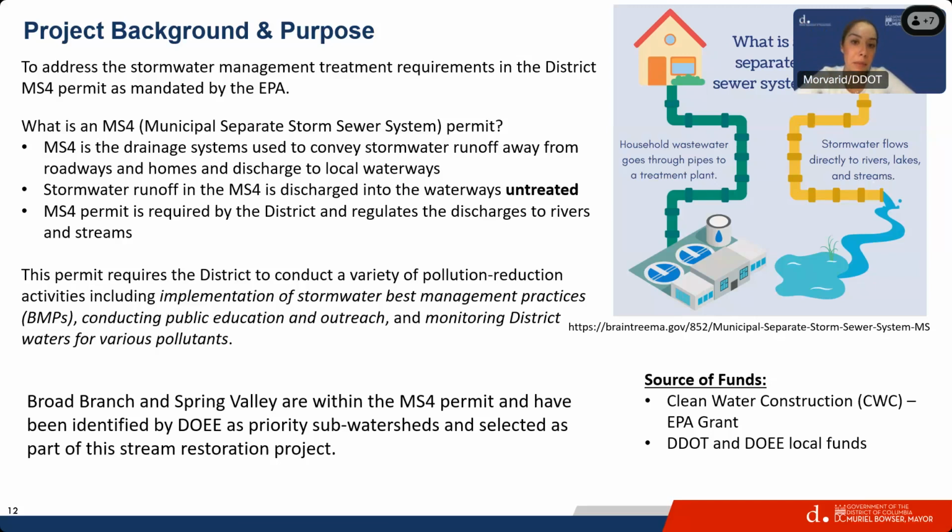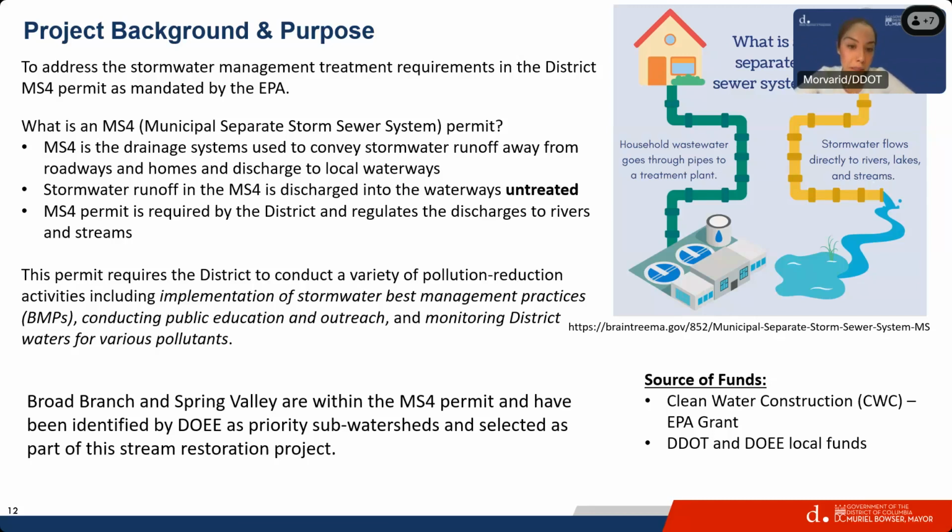So what is an MS4 permit? MS4 is the drainage system used to convey stormwater runoff away from roadways and homes and discharge it to local waterways, as I explained in the picture. Then the EPA, the Environmental Protection Agency, came up with the MS4 permit. The MS4 permit is required by the district to regulate the discharges to the rivers and streams. It basically requires the district to carry out a variety of pollution reduction activities, including proposing stormwater management practices or green infrastructure in the right-of-way and DC-owned lands to reduce the pollutants in district waters.